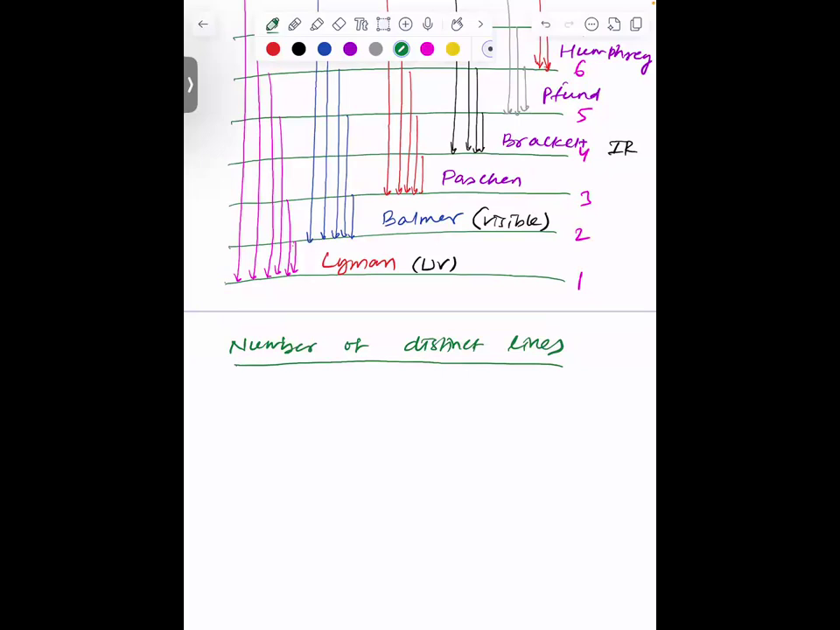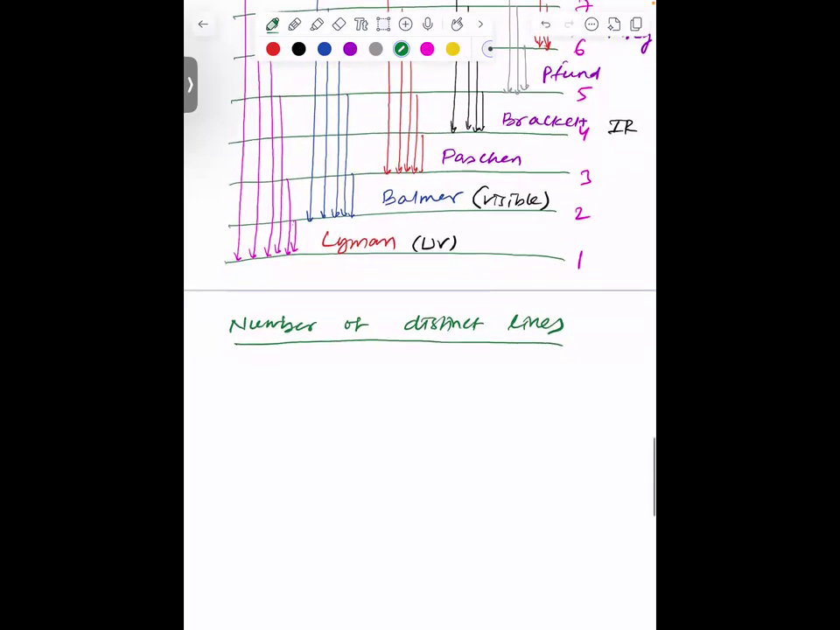In general, 6 to 2, 6 to 3, then 6 to 4, 6 to 5, then 5 to 2, 5 to 3. So this way we can count. But obviously that will take time. If it is 10 to 1, then you cannot count in a short span of time. So it will take time.